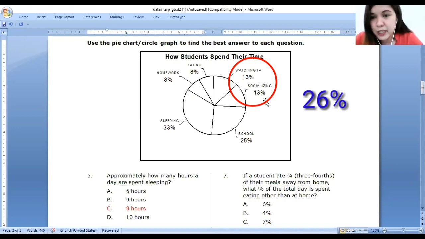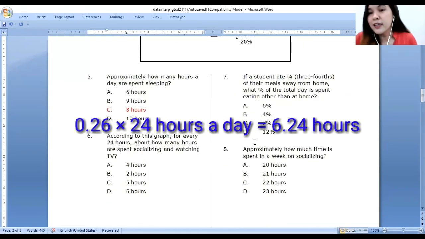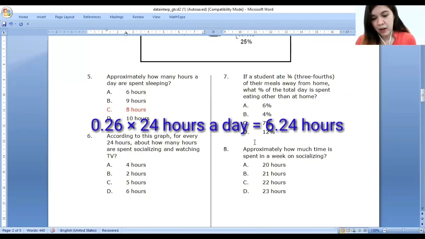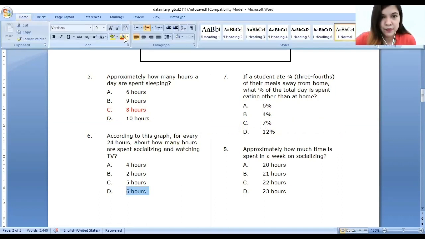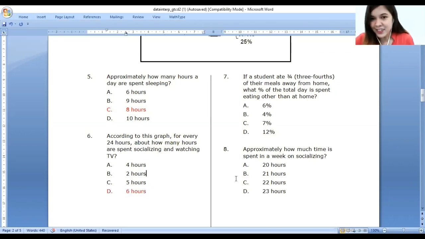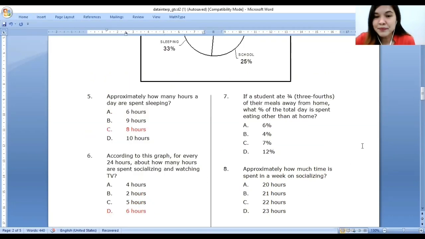So, 26%, convert it to a decimal, 0.26. Then multiply it by 24 hours. So, 0.26 times 24 hours, the answer is 6.24 hours. So, the answer here is letter D, 6 hours. That's the answer. Next, 7.